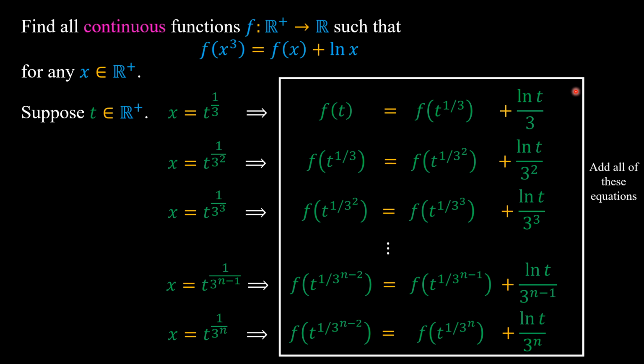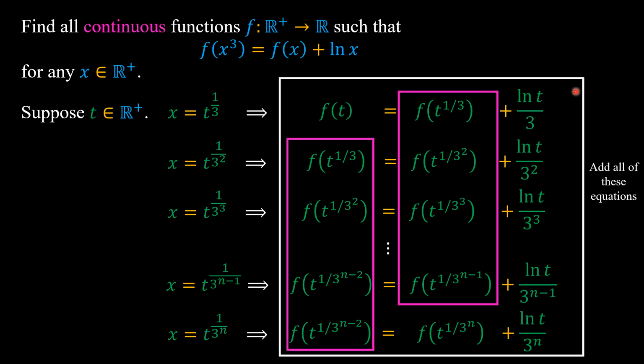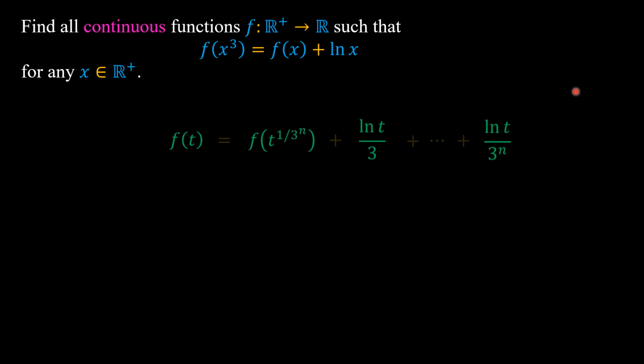By adding all of these equations and cancelling out all of the same terms on both sides, we have this equation. As we can see, the tail of the right hand side of this equation is actually the partial sum of a geometric progression with ratio 1 over 3. So this partial sum is equal to this quantity.